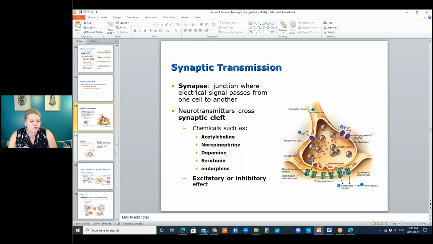All I want you to really know about this is that the vesicles release the neurotransmitter into the synaptic cleft, where the neurotransmitter will join a receptor on a protein on the opposite side of the synaptic cleft. Okay, and we term that the postsynaptic neuron. So the neurotransmitter is joining on a receptor of a protein.